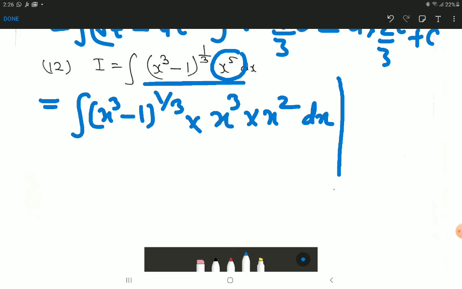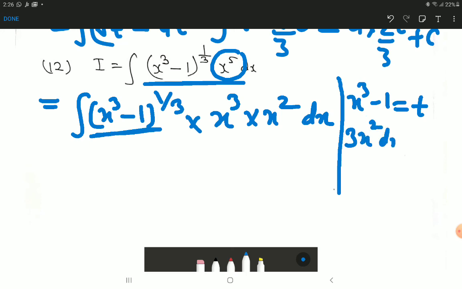Now, take the base of the irrational expression as t. X cube minus 1 as t. Differentiate it. So 3x square dx, that of minus 1 is 0, is equal to dt. So x square dx is equal to dt by 3.